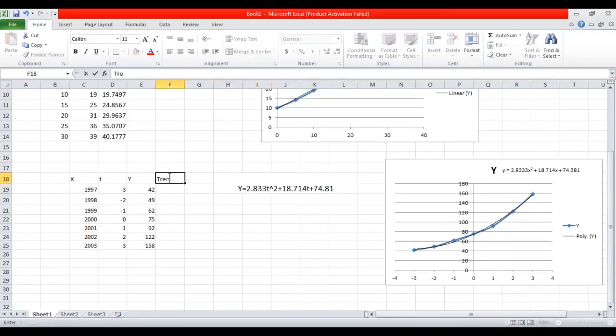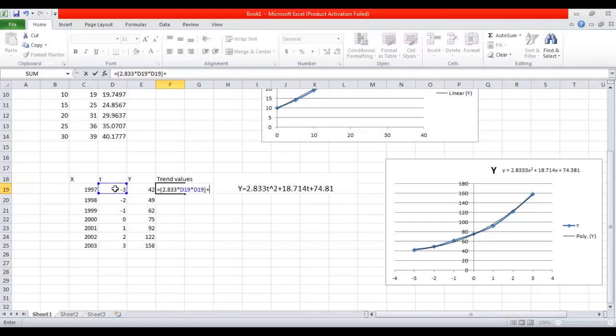Now we find the trend values. So how to find the trend values here? Equals, so for the first term, open the brackets. What is the first term? 2.833. If you type the formula clearly, then only we get the values. 2.833 into, here open one more bracket for t square. Here I want a t square value. What is the t? T into t. You can again write into this value only, t square.